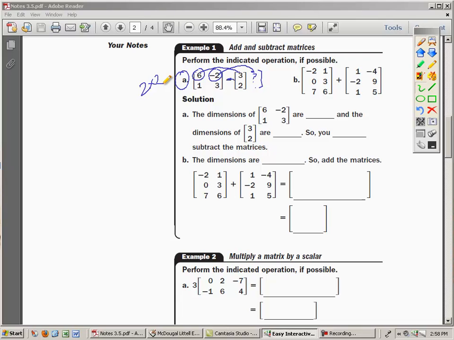The dimensions of this matrix, 6, negative 2, 1, and 3, are 2 by 2. Again, 2 rows, 2 columns. However, the dimensions of this matrix, 3, 2, are 2 rows by 1 column. So it's 2 by 1.